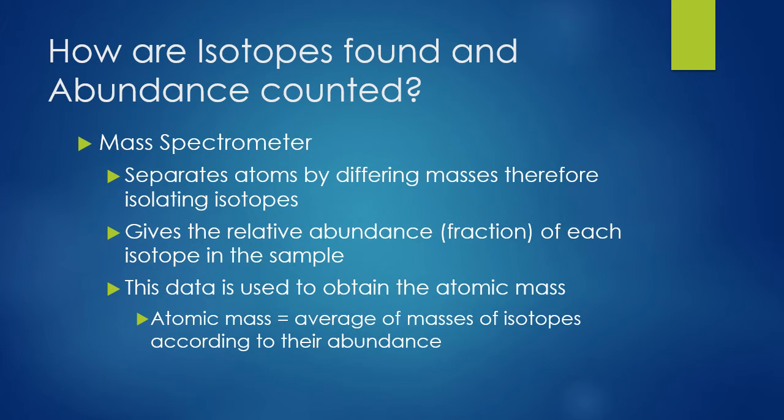So how are isotopes found, and how is the abundance counted? So how do we come up with that average atomic mass? They actually use what is called a mass spectrometer, and this separates atoms by differing masses. And since it's separating based off of their mass, it's actually isolating the isotopes. It can give the relative abundance by counting each isotope at that mass in the sample.